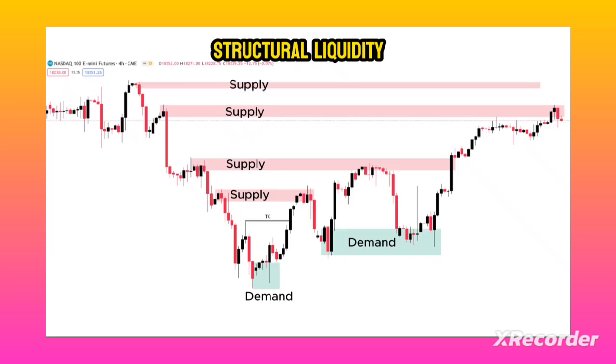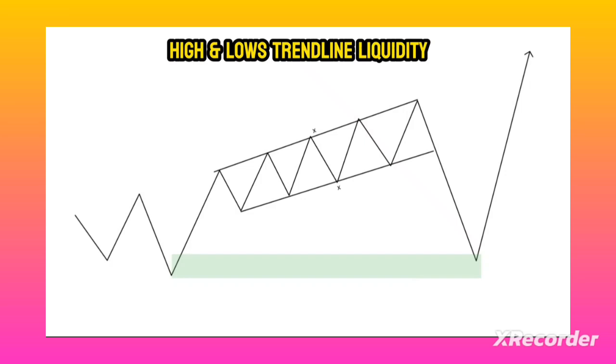The next type of liquidity is the highs and lows trendline liquidity. This is very simple and straightforward. In uptrends, this is usually met by price leaving a demand zone. The market slowly goes up, creating a trendline channel.